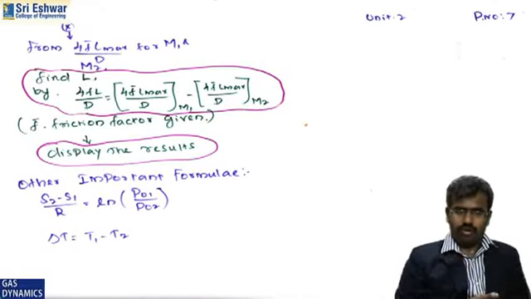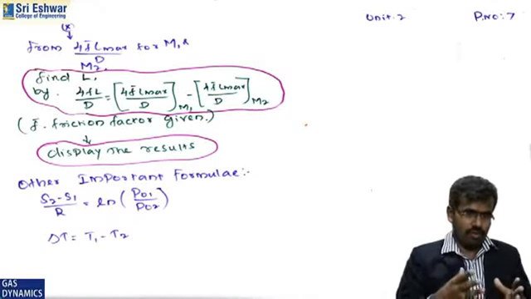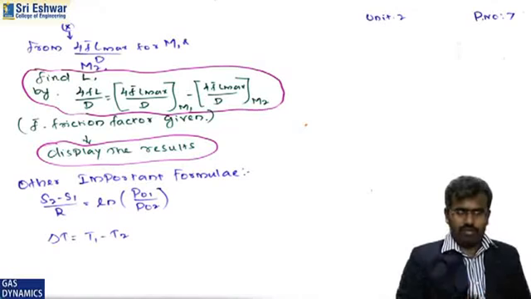And another important formula is del S. S2 minus S1 by R is equal to ln of P01 by P02. This is the formula to find del S, that is the change in entropy.